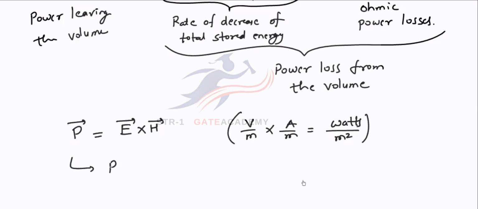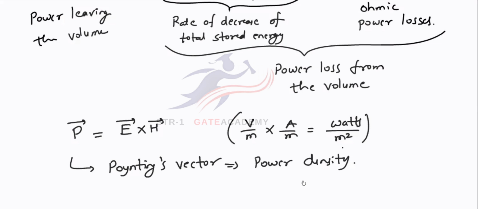So this is called Poynting's vector, which represents the power density, that is power per unit area. I hope this is understood. E cross H denotes watts per meter square, which is nothing but power density, and it is denoted by a vector P vector, which is called as Poynting's vector.